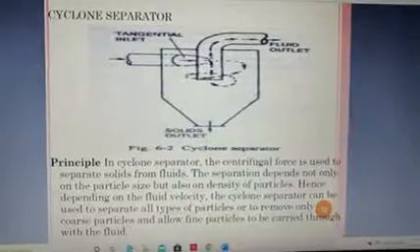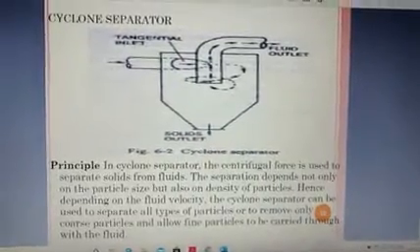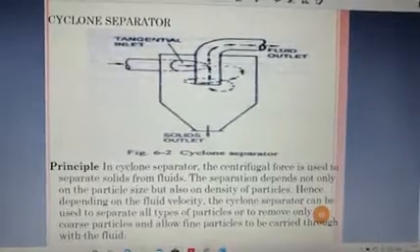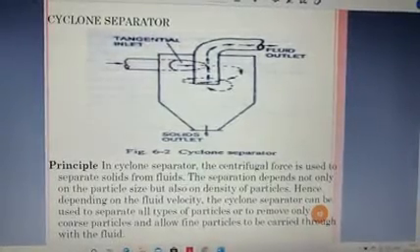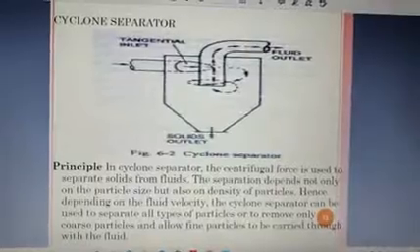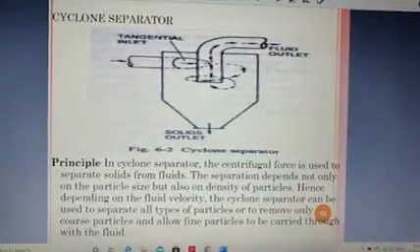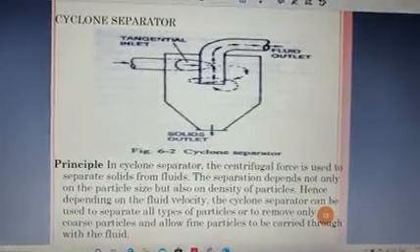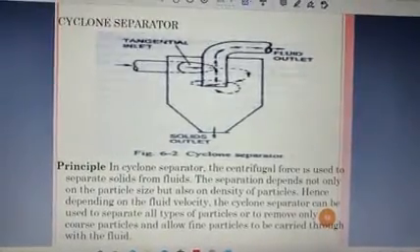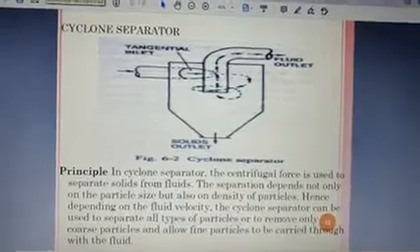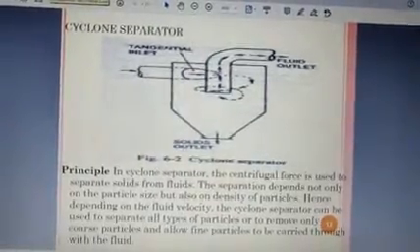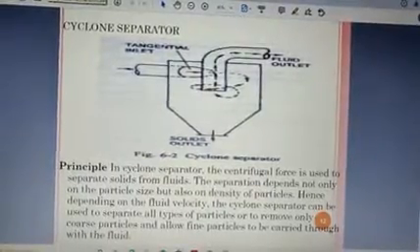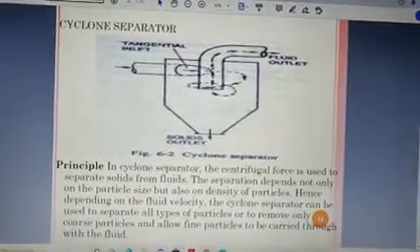Now we'll see cyclone separator. So this is based on centrifugal forces. Diagram, this is a little blur diagram, better you have in your book, I'll show you. What is the principle? In cyclone separator, the centrifugal force is used to separate solids from fluids. So this is the basic thing. Centrifugation, when we carry out, when we want precipitation or something, when you have to separate the solids, particles from liquids. Okay. The separation depends not only on the particle size, but also on density of particles.